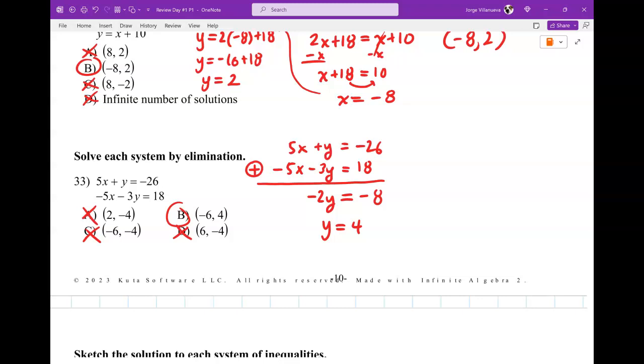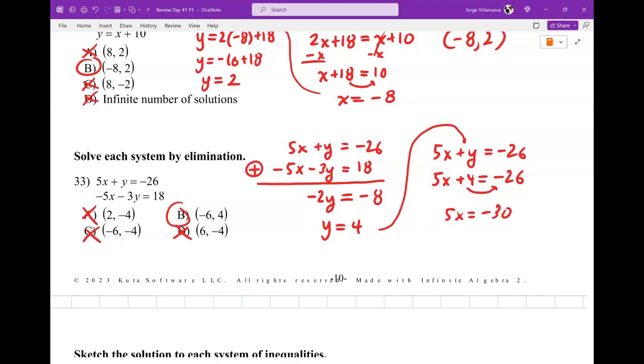So I'm going to get my x value. I'm going to pick one of the two equations. It doesn't matter which one you pick, but pick one of the two. I'll go with the top one, okay? Just because it's the top one. So here we go. 5x plus y equals negative 26. And I'm going to plug in my y right there. So 5x plus 4 is negative 26. If I subtract 4, that's 5x equals negative 30. And if I divide by 5, I get a negative 6, which makes sense. My point should be negative 6, 4. And that's B.